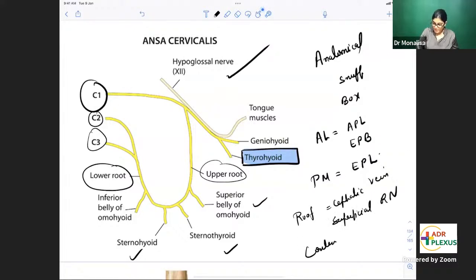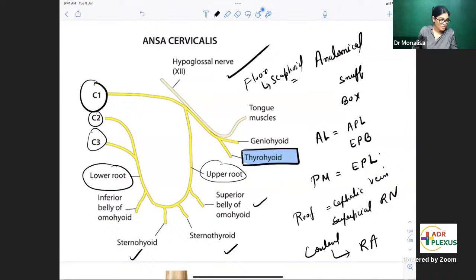What is the content? Content is radial artery and floor is containing scaphoid bone. Scaphoid bone mainly. Is it okay, dear Akshay Rajput?